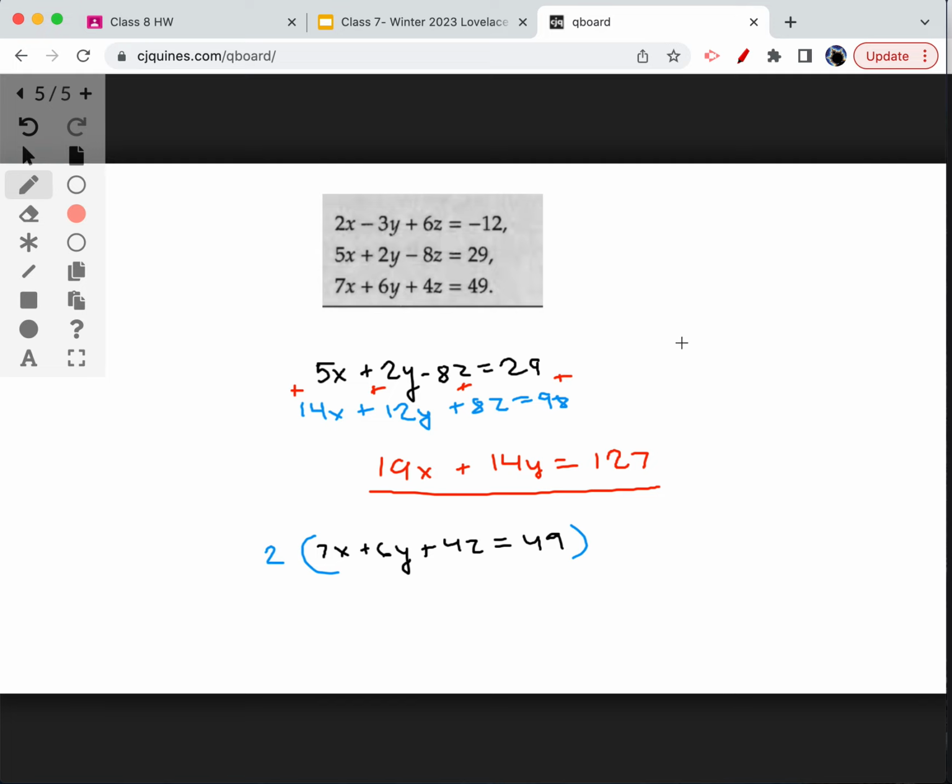So then we can try doing the same thing for the first equation and maybe the third equation. So we have 2x minus 3y plus 6z is equal to minus 12. And 7x plus 6y plus 4z is equal to 49.